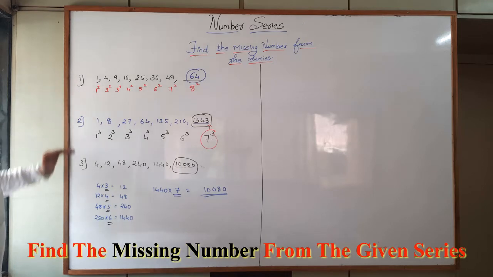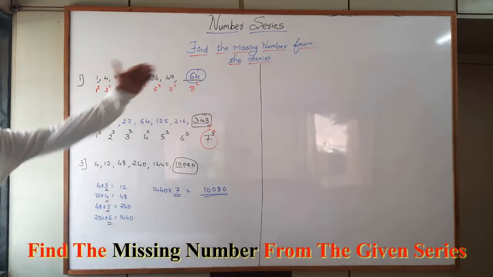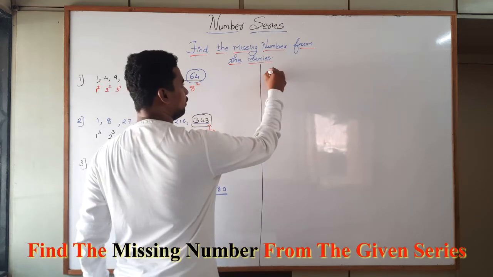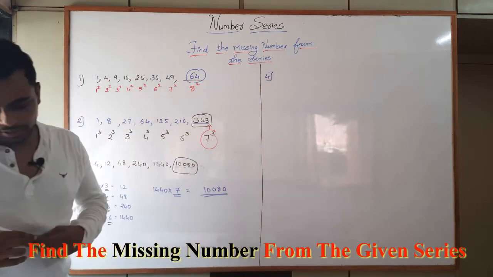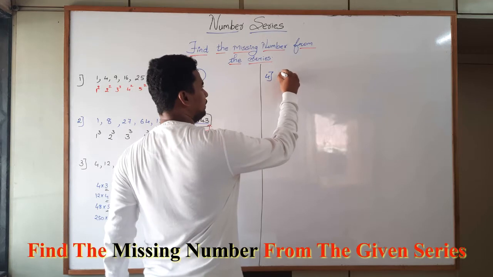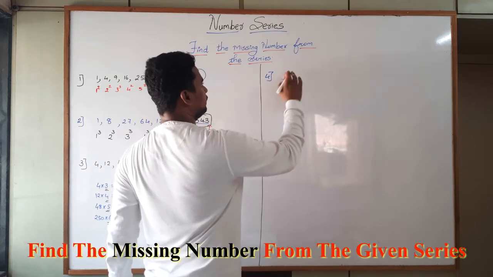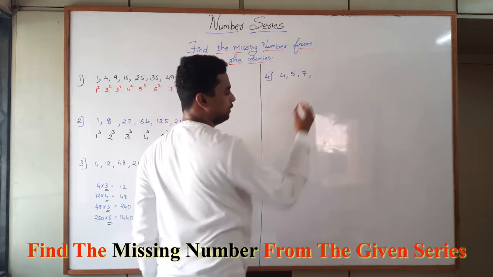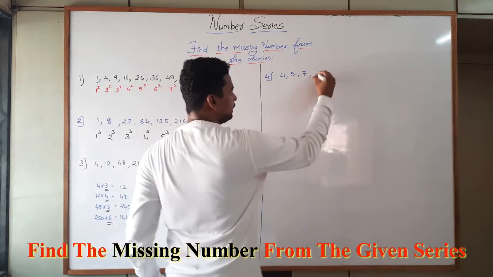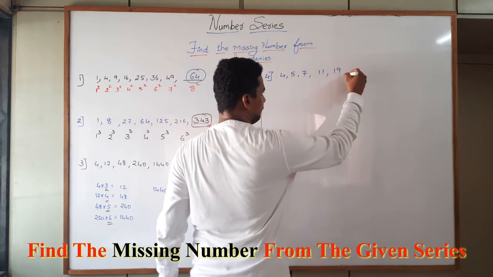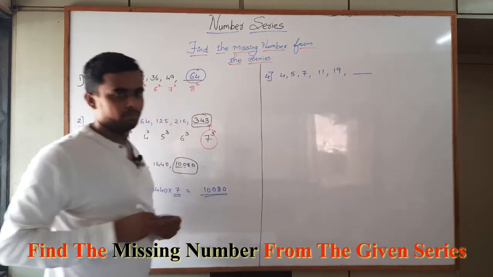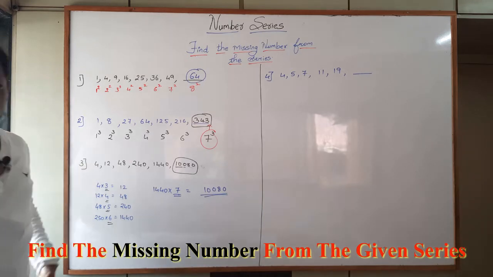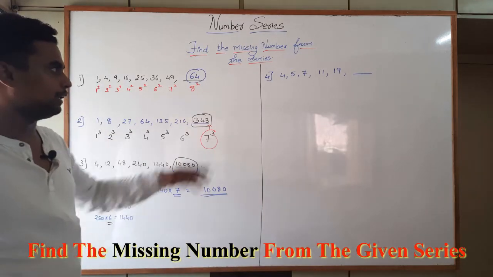So as you saw, we saw three different types of series. Moving on to the fourth example of finding the missing number. Fourth question. I have 4, 5, 7, and the next numbers that I have are 11 and 19. And I have to find the next number. Here, this one is completely random. If you see, you will not find any link in these numbers. So how do I do it?